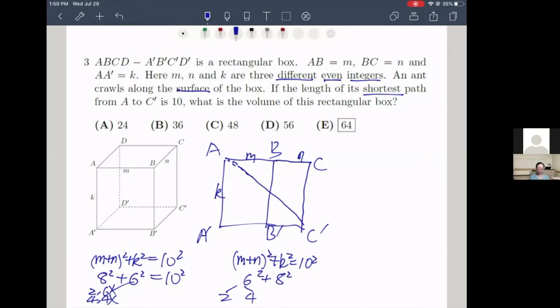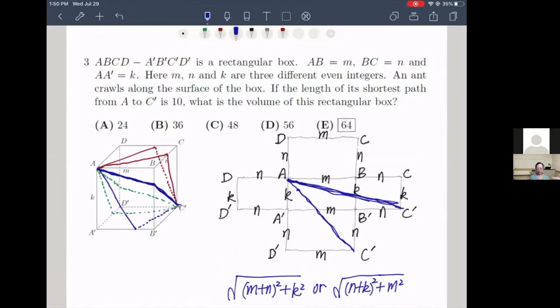And the corresponding volume is 2 times 4 times 8, which is 64, right? So we're done with this problem. So you might also suspect, are you sure this is the shortest path? What if the ant first chooses the A, B, C, D surface and then uses another surface? In fact, it doesn't matter.